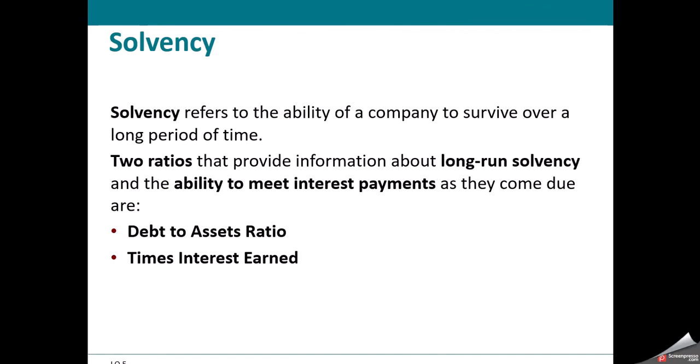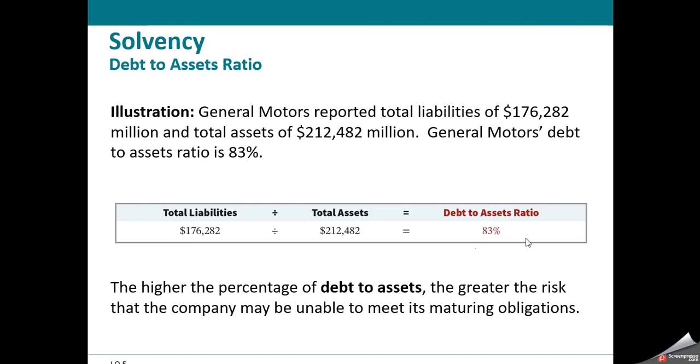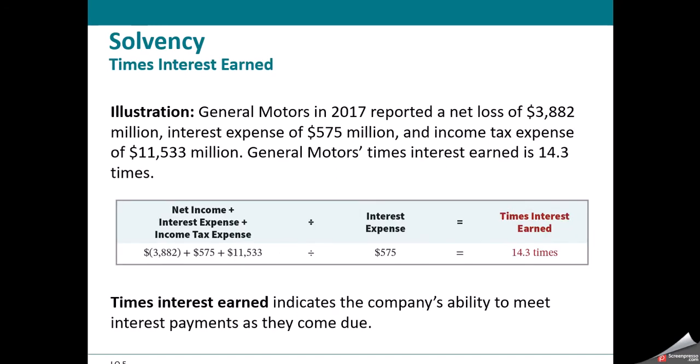Then we get into some solvency ratios. So we have our debt to assets and our times interest earned. So we take our total liabilities divided by our total assets to get this debt ratio. And again, the higher that number, the more risky the company would be. And then the times interest earned is how many times out of your net or operating income can you pay interest expense.